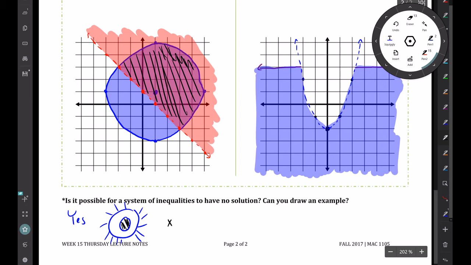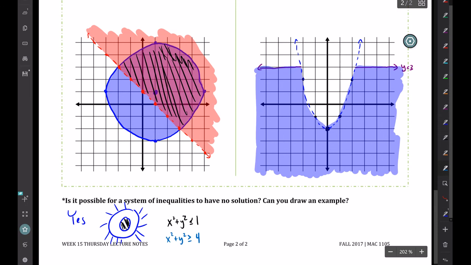So an example of this would be like x squared plus y squared is less than or equal to 1, and then x squared plus y squared is greater than or equal to 4. Something like that. You could cook up a lot of different examples here. This is just one example.